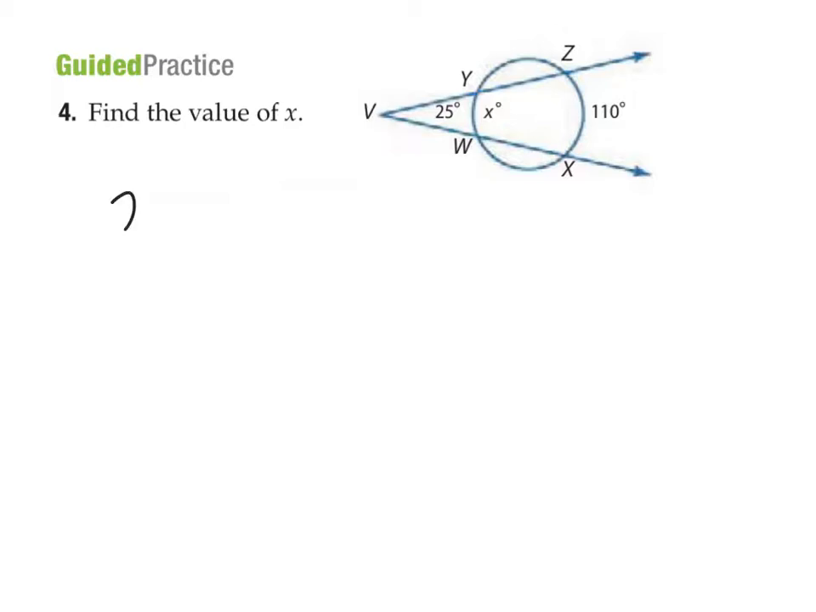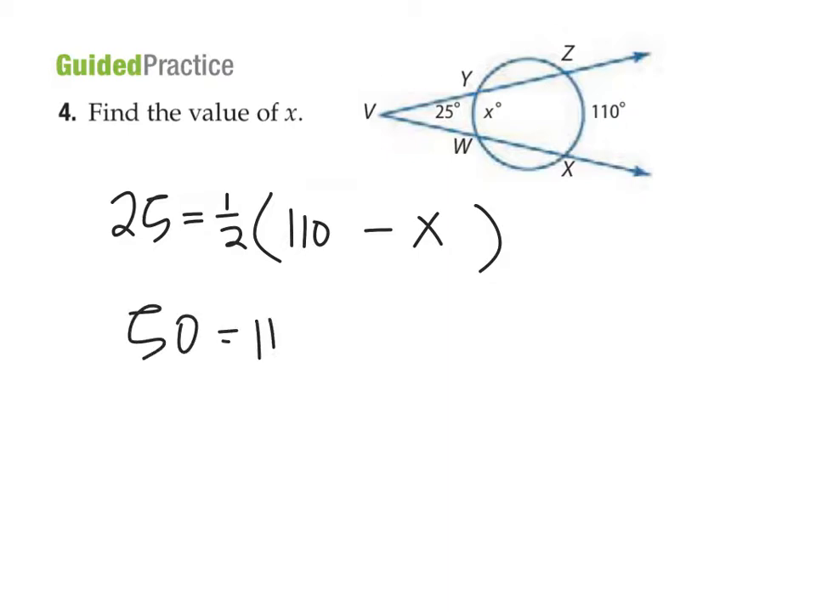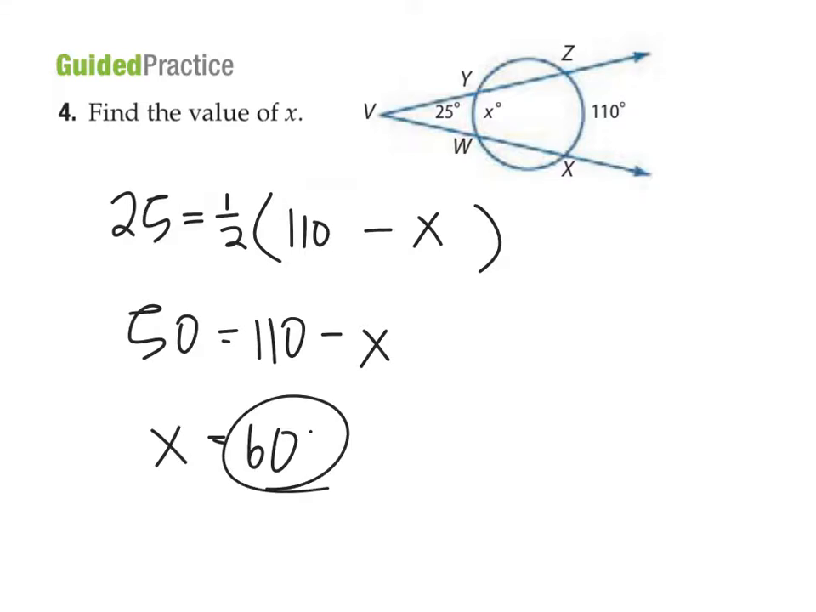All right, in this problem here, 25 is the angle measure, so 25 is half of the difference of the two arcs. So now we have to solve it for x. Multiply both sides by 2, so 50 is 110 minus x. Then we have to add x to both sides and then subtract 50 on both sides. So we get that x is equal to 60 degrees.